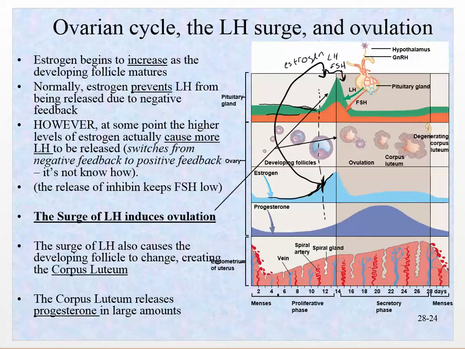Okay, and so that's where you have what's called an LH surge. This surge of luteinizing hormone is hugely important. The surge of luteinizing hormone is what causes ovulation. If you don't have that surge, if these hormone levels just remain constant, you never get the surge of luteinizing hormone. You will not have ovulation.